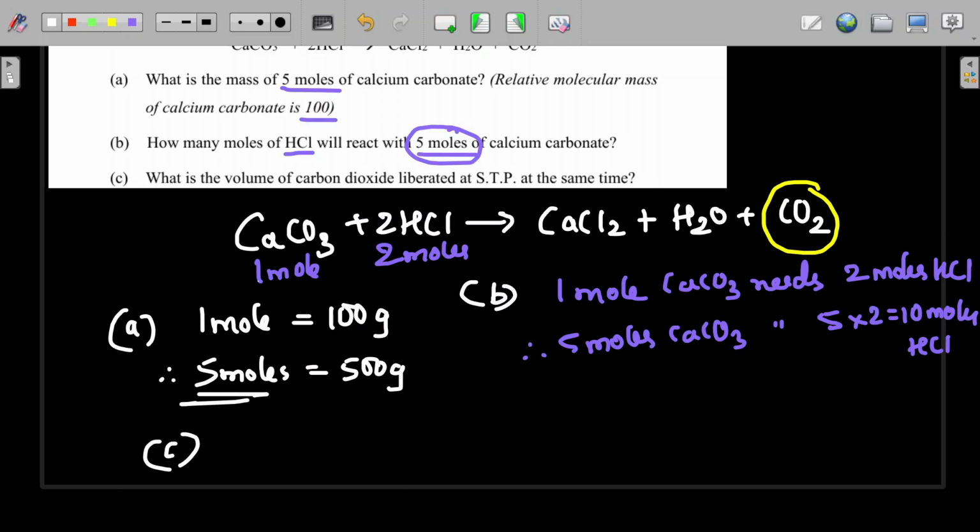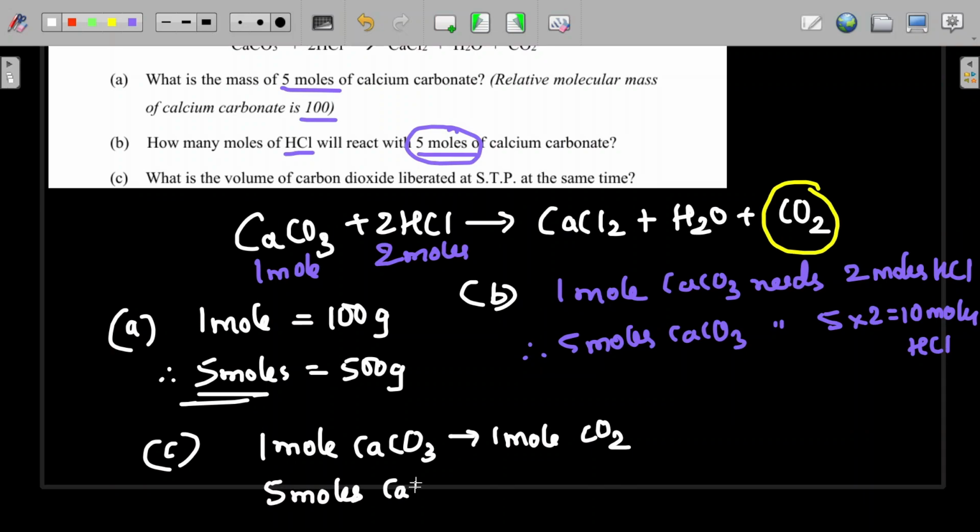Okay. Now, ratio between calcium carbonate and CO2 moles. What is it? 1 mole CaCO3 will give you how much? 1 mole CO2. Correct? Actually, how many moles are you taking? 5 moles. 5 moles CaCO3 will give you how many moles? 5 moles of CO2. But they have asked you volume.